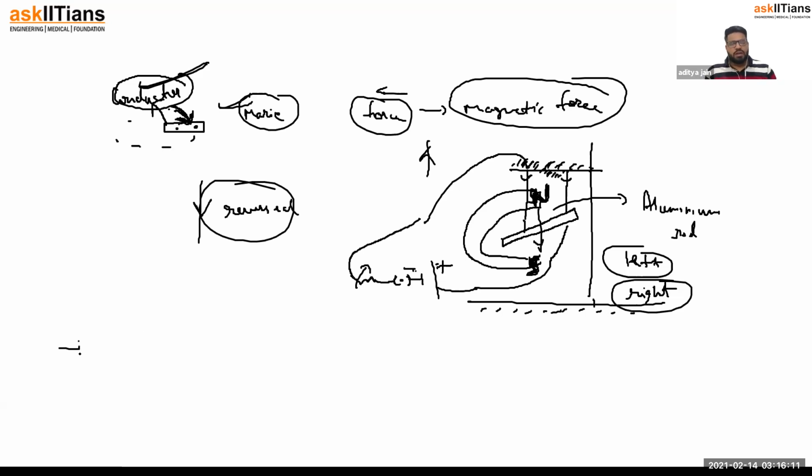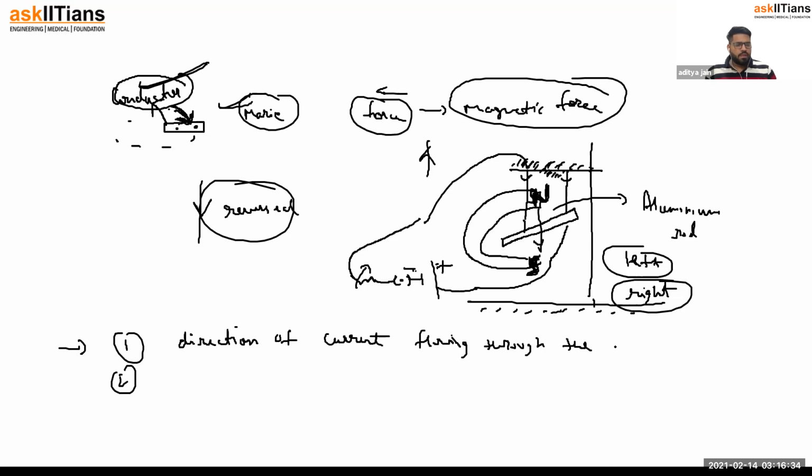So a conclusion was made that the magnetic force, or the force acting on a current carrying conductor, depends upon two things. It depends upon the direction of current flowing through the conductor, and it also depends upon the direction of the magnetic field.